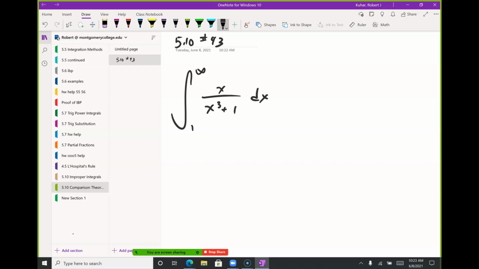Now if you had me for Calc 1, you know I like to say mother function instead of parent function because it sounds like I'm cursing. Mother function.